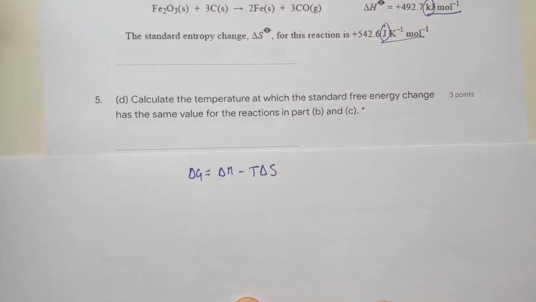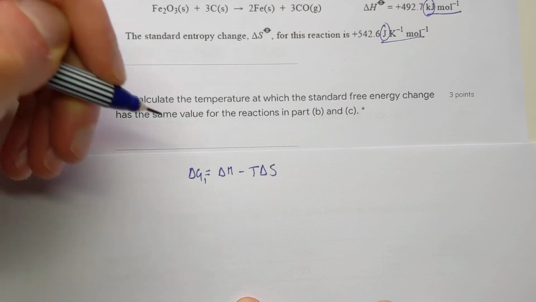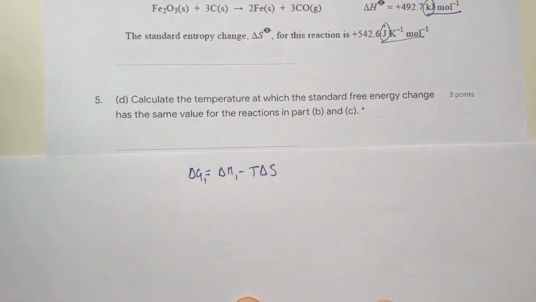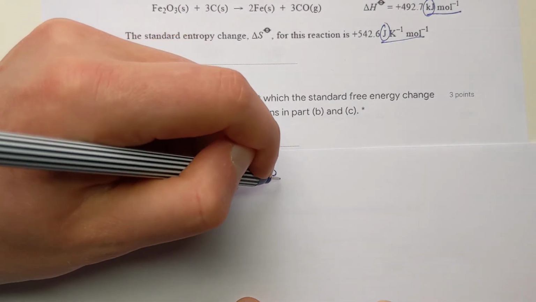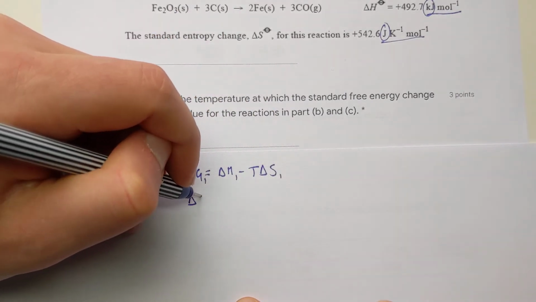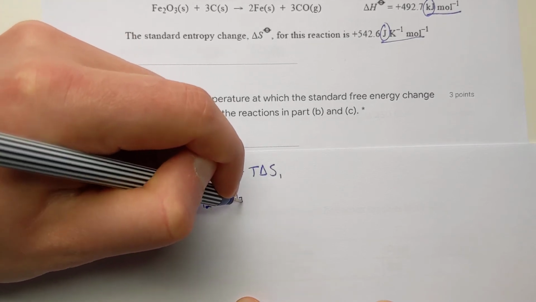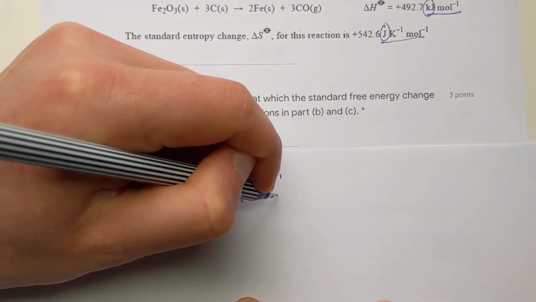If I said that this was just for the first reaction, again, not saying which one it has to be, just maybe the first one at the top of the question, I'm going to call it delta G1, and that would be given by delta H1, so the enthalpy change for the first reaction, minus T delta S1 for the entropy change for the first reaction. I could do a similar expression for the second reaction, so delta G2 equals delta H2 minus T delta S2.